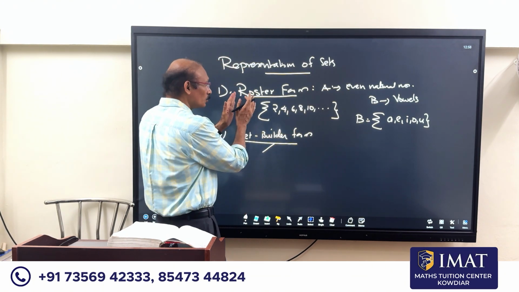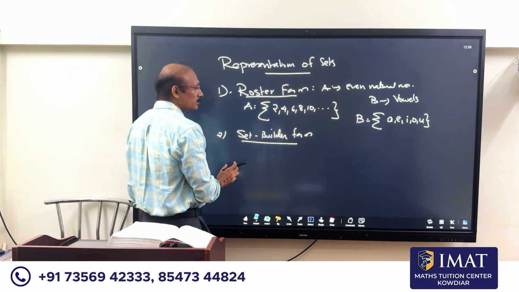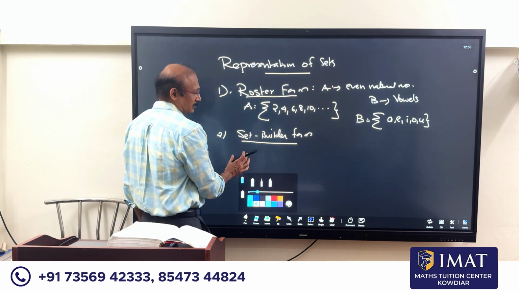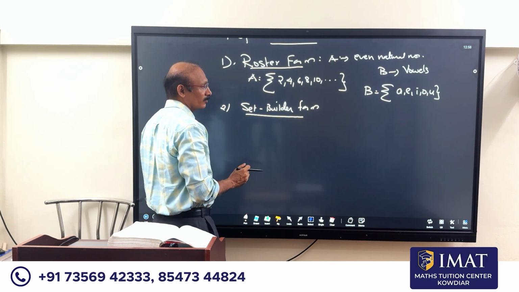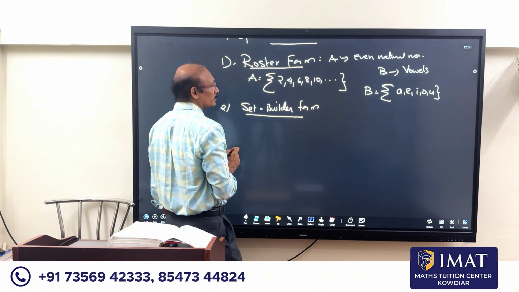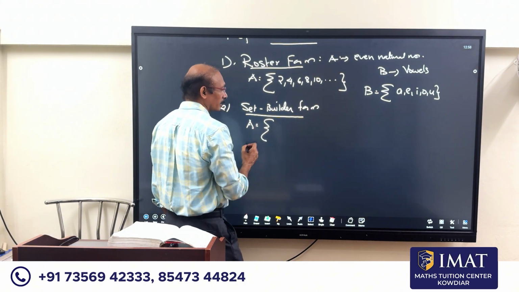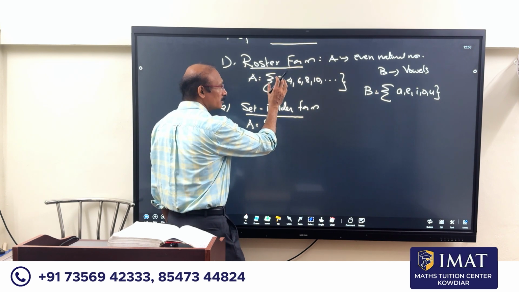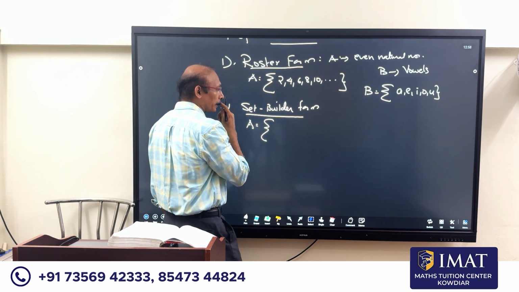Now, let me come to the next representation, that is the set builder form. What is set builder form? In this, what we do is, we just generalize it. We don't list down the elements. I'll just say this in the set builder form. See how you write A is equal to, you write like this. I'm going to represent even natural numbers in the set builder form. This is how you write.